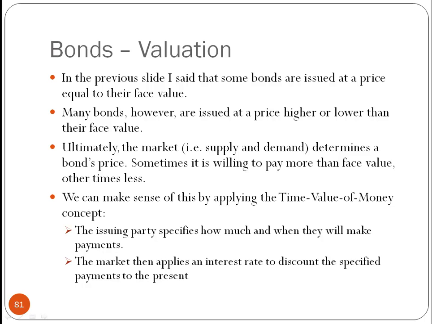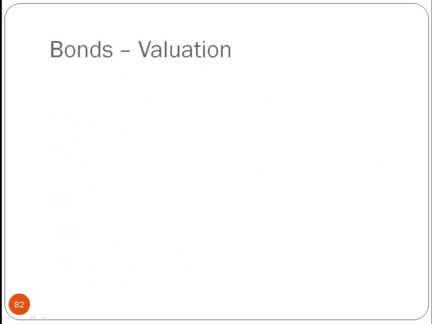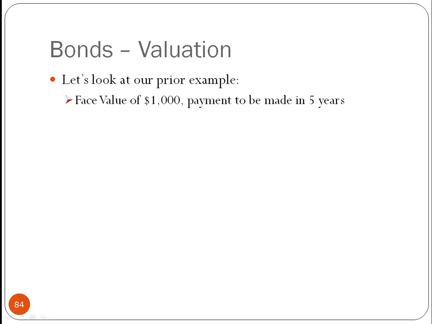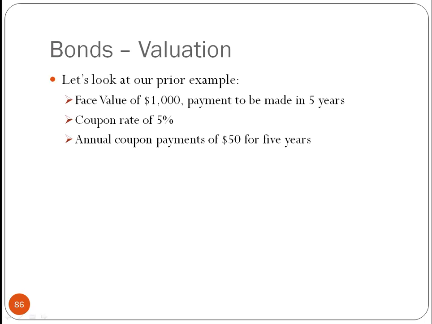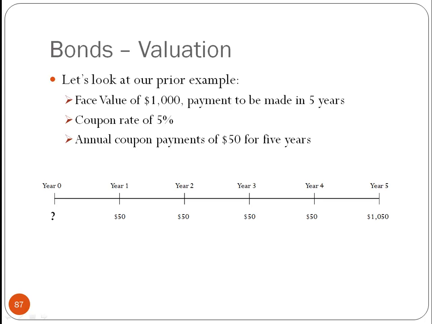All right, so it applies a discount rate. And you can do a time value of money analysis. So let's go ahead and do that. Let's just summarize this example. We've got a face value of $1,000 to be made in 5 years, coupon rate of 5%, annual payments of $50, and here's the timeline.